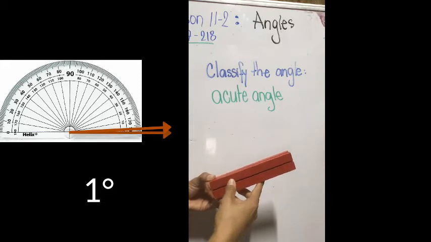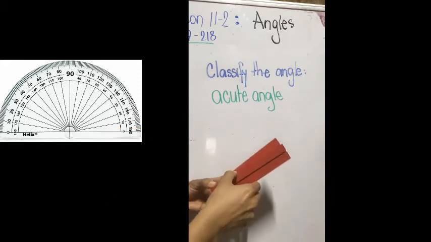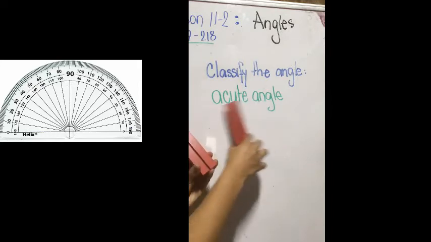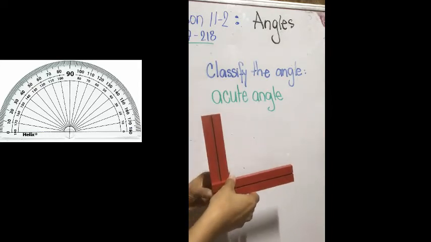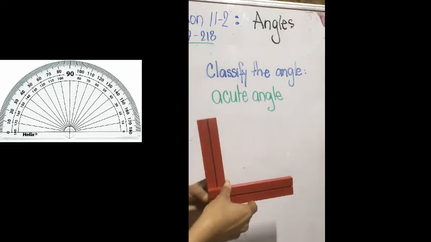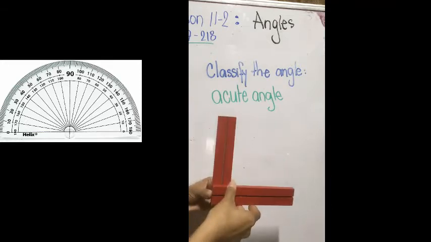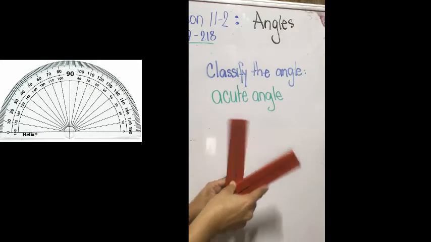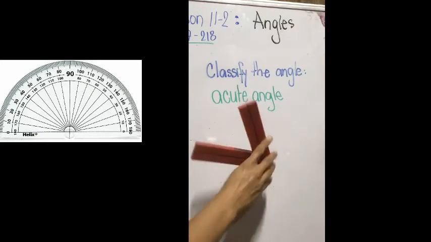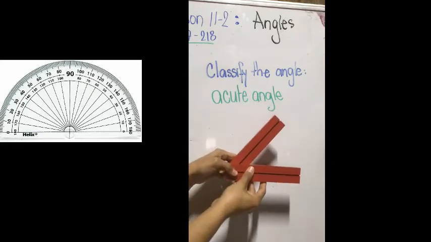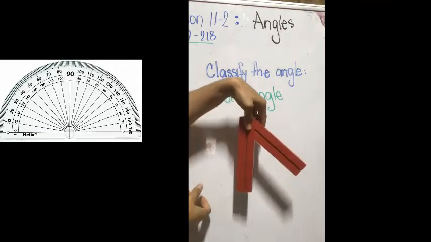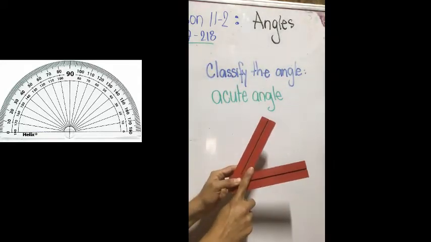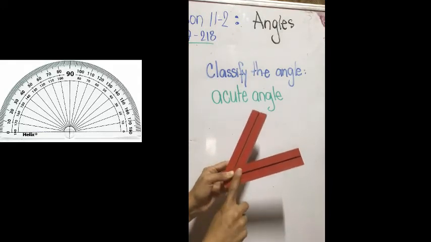0, there is no angle there. But what is an acute angle? An acute angle is an angle that has less than 90. Less, not 90, less. Less than 90 is an acute angle. It could be a different form. Remember, it's not always like this. The angle could be like this or like this, and it's still an acute angle. An acute angle is always less than 90.